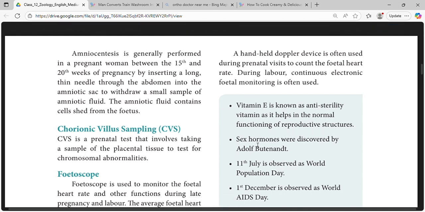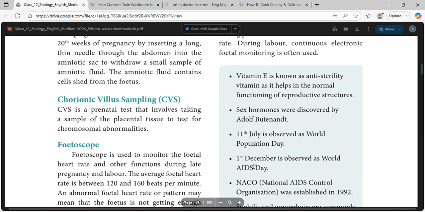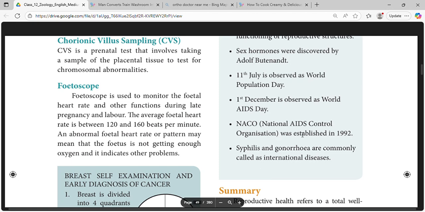Vitamin A is called the anti-sterility vitamin as it helps the normal functioning of reproductive structures. Sex hormones were discovered by Adolf Butenandt. 11th July is observed as World Population Day. 1st December is observed as World AIDS Day. The National AIDS Control Organisation was established in 1992. Syphilis and gonorrhea are commonly known as venereal diseases.